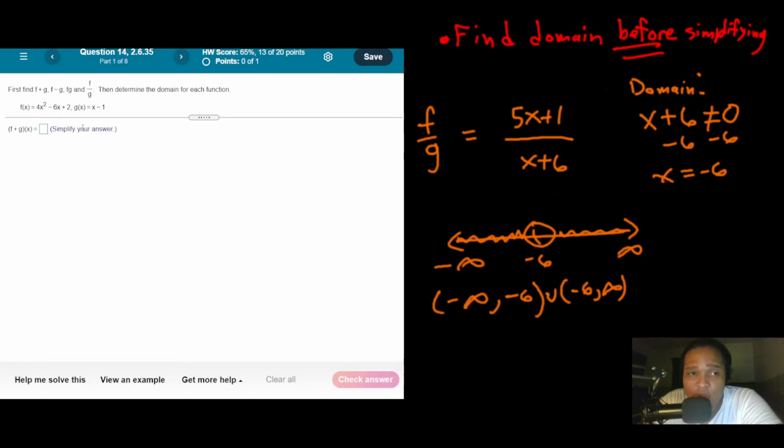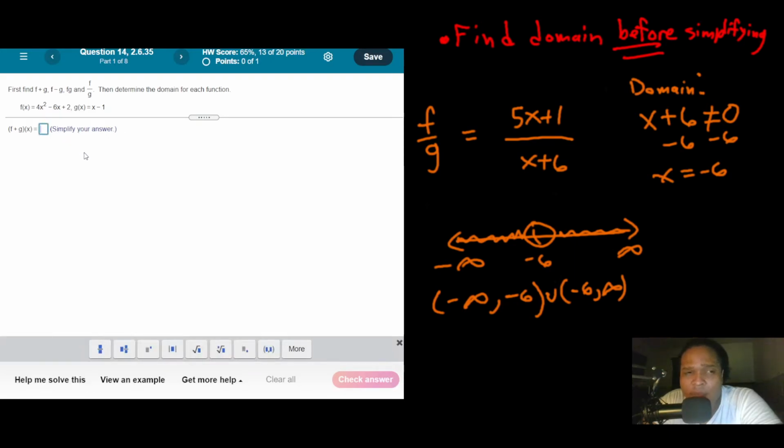All right, next. Now they're going to up the ante just a little bit. We're adding the functions, right? So let's just save some time. Look at this function here, 4x squared minus 6x plus 2 and x minus 1. We're just going to add them together, okay? And just combine like terms. So we have 4x squared there. We don't have another x squared term over here, so we're just going to put 4x squared just like that. Negative 6 plus x will give you negative 5x. 2 minus 1 is just going to give you a positive 1.